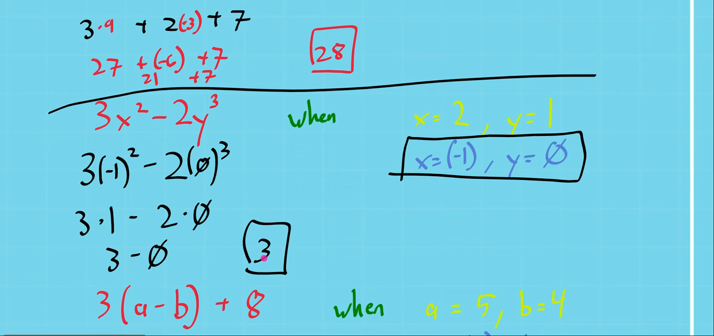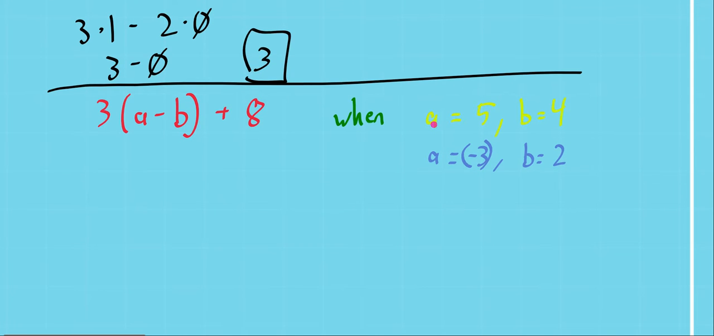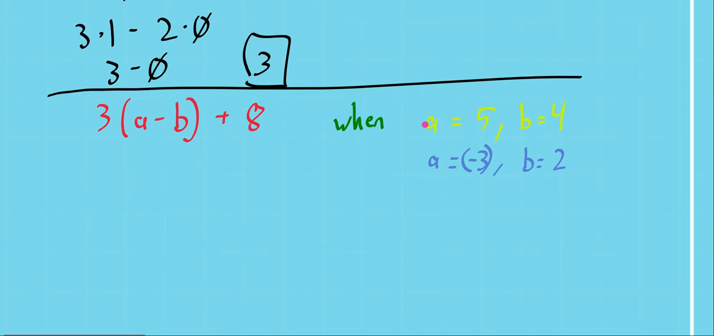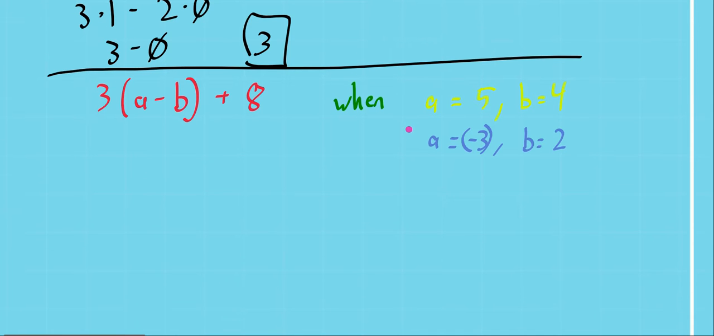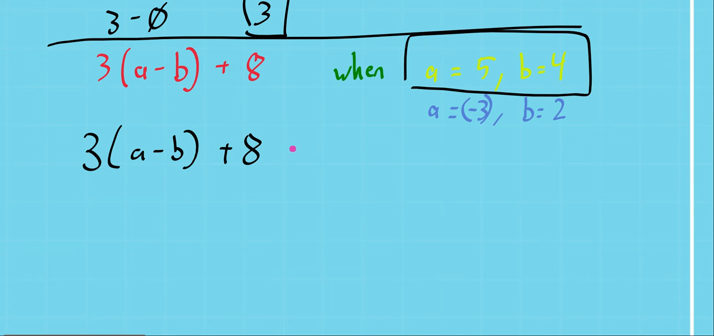So again, we get a different result, but of course that's to be expected. We have different values for our variables. There's nothing tricky about evaluation other than remembering all of your order of operations details, which can get tricky on its own. We'll do one last one here before I go. 3 times a minus b plus 8. I'll show you a couple of ways to do this. So 3 times a minus b plus 8. Let's do the first one here. A is 5 and b is 4. So that's a 5 and that's a 4.